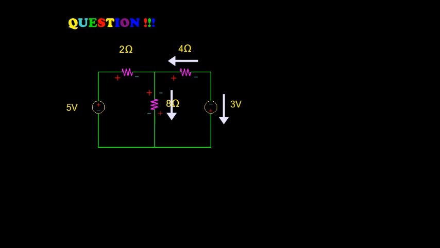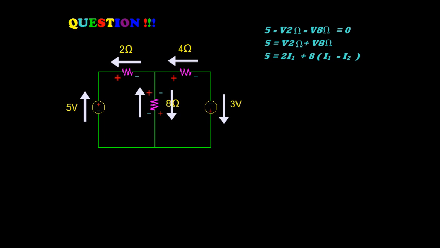Then, from the first loop, the equation we obtain is 5 minus V2 ohm minus V8 ohm equals 0. The direction of the 5 volt source is against the direction of polarity of V2 ohm and V8 ohm. At the 8 ohm resistor, the imaginary current I1 is against the imaginary current I2, so it is 8 times (I1 minus I2). Lastly, the solution for equation 1 is 5 equals 10 I1 minus 8 I2.